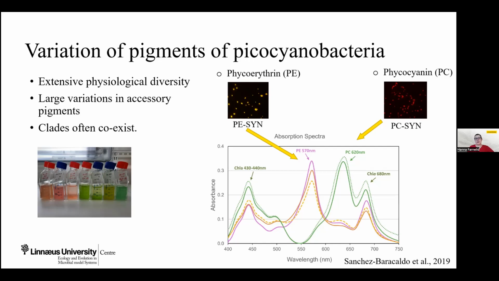And one of these accessory pigments that we often talk about when it comes to Synechococcus is phycoerythrin. So phycoerythrin is what gives these cultures to the left this red color. And this pigment is really good in these very clear blue waters. While on the other hand, phycocyanin, which gives this more greenish, bluish color, is more common in turbid waters. So there are different environmental niches for these different types of picocyanobacteria.